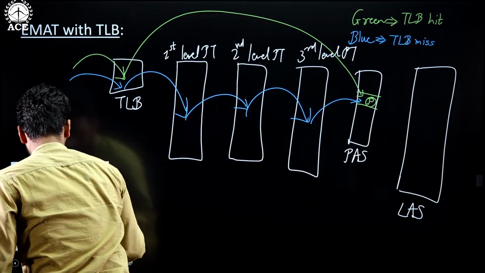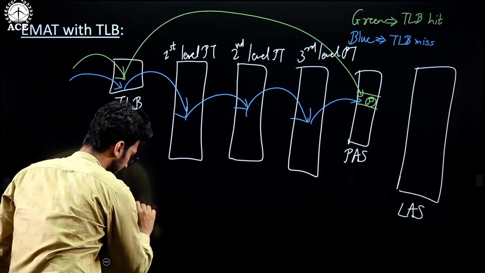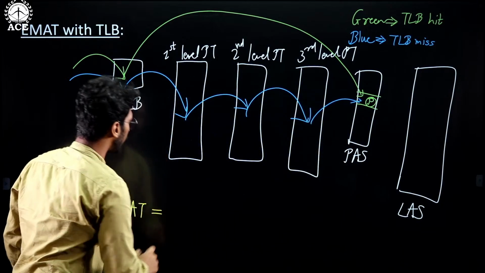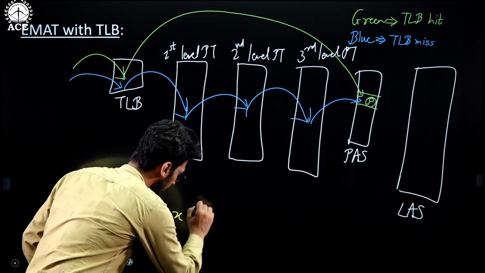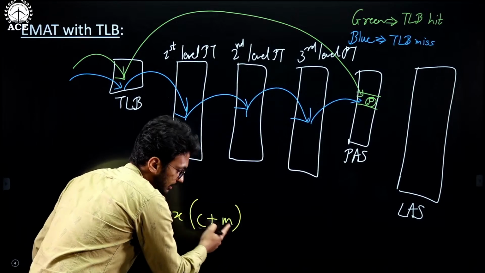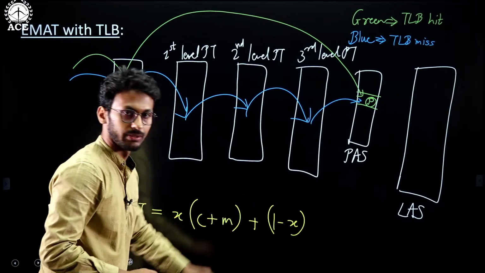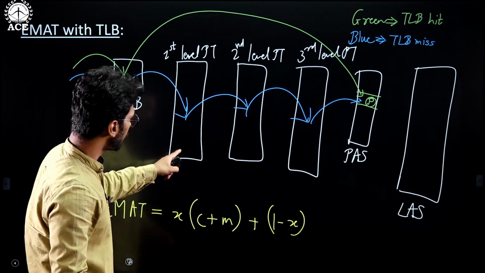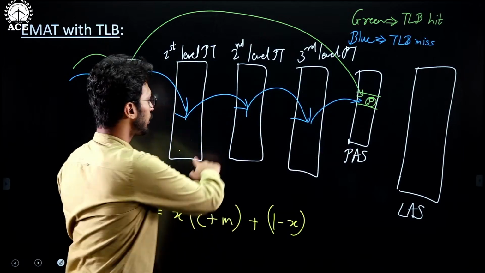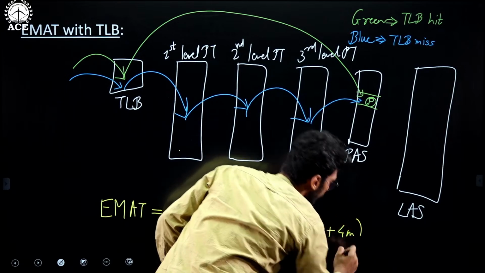Now let me write that entire formula. Effective memory access time will be what? Effective memory access time, yes, I wrote it EMAT. I hope it is visible. If there is a hit, what will you do? You access TLB, you access the actual page. If there is a miss in TLB, 1 minus x, then you will access the first level page table, then second level, then third level, and then that actual page. 1, 2, 3, 4, 4M. C plus 4M. Done with this one.